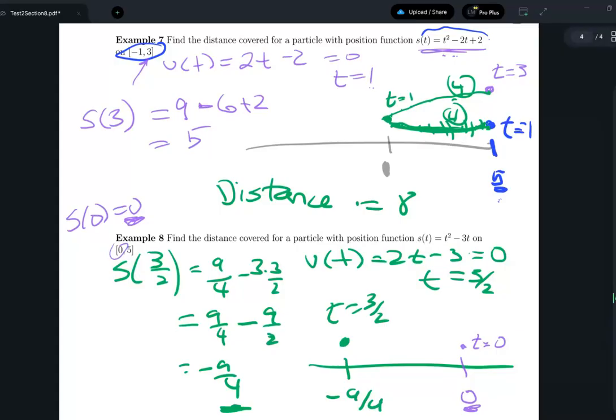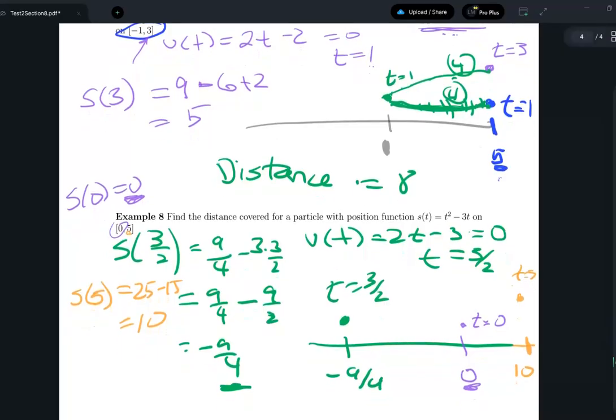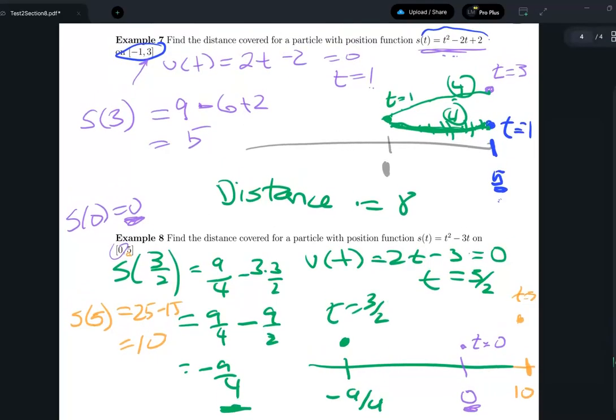And then I'm going to do one last thing and find out where it's at time 5. So if I plug in 5, I get 25 minus 15. That's 10. So it's way out here. Can't draw it to scale, but this would be where time 5 is. Okay. Oops, I can't move my page up.